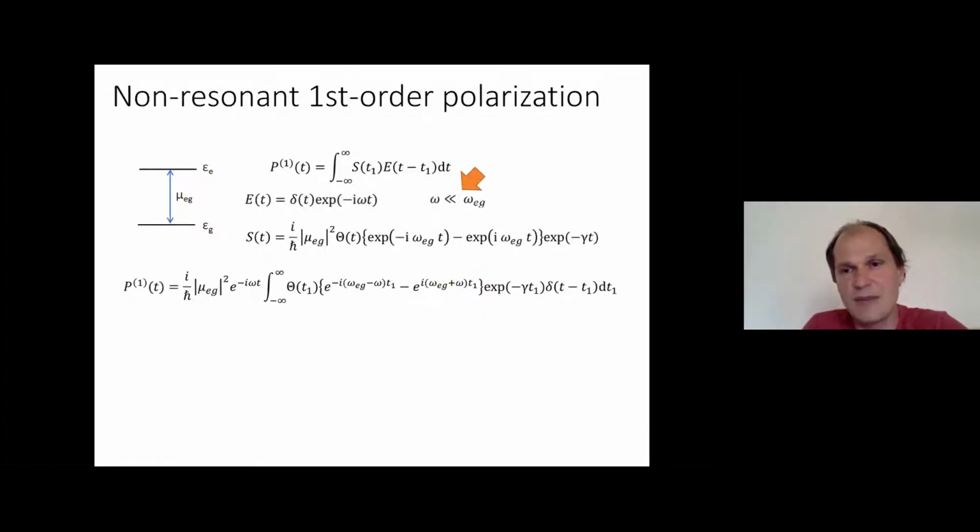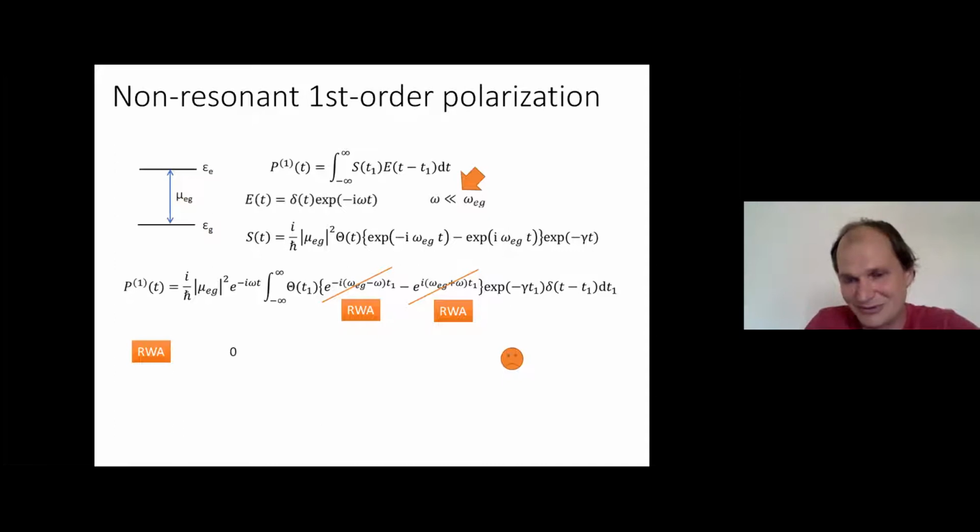So let's take a look at what happens if we go for the non-resonant case. The only change in the equation is that we now assume that our laser frequency is much, much smaller than the transition frequency. In that case, the equation is the same, but these two terms both oscillate a lot. So if we applied the rotating wave approximation, both would disappear and we would get zero, which is obviously not what we want. We want to go deeper into the theory, not to use this level of approximation.